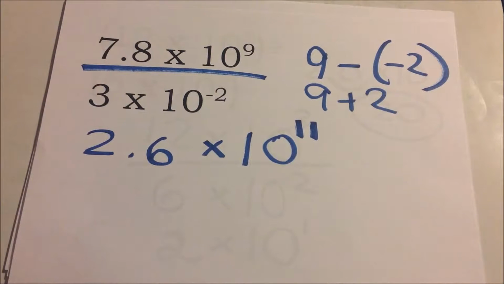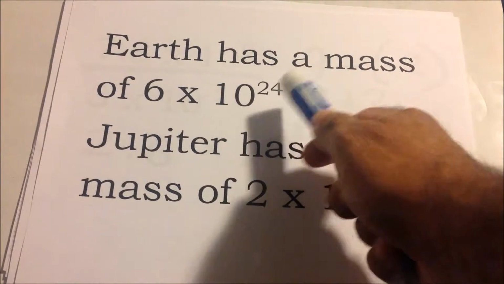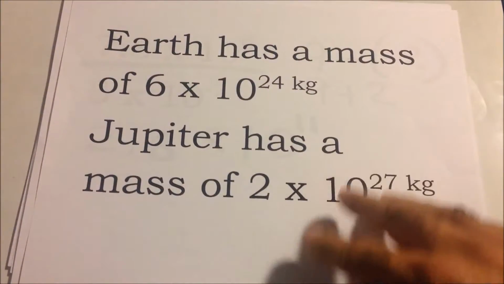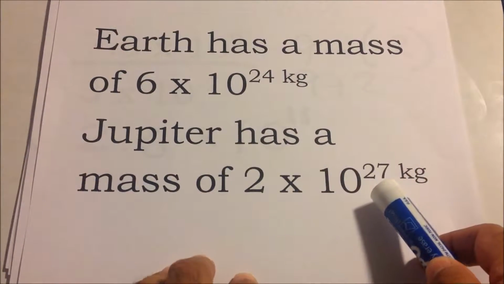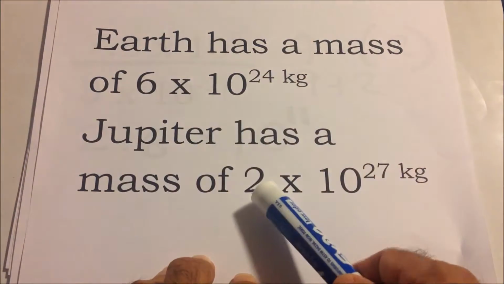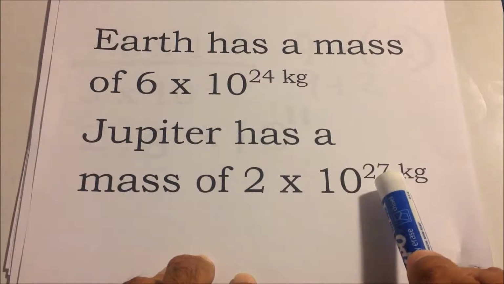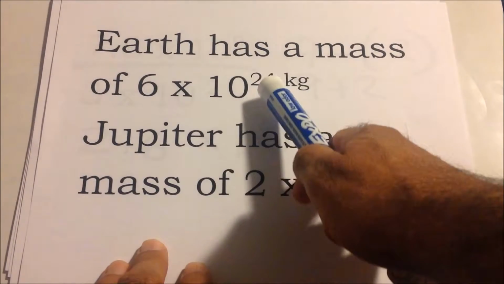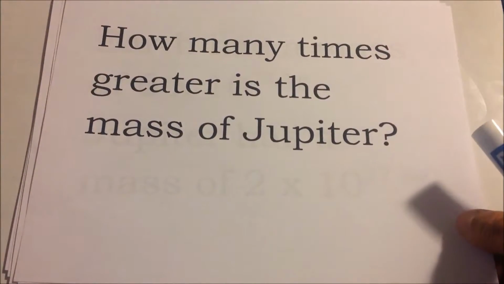Let's look at a word problem. This one is from your book. So here we have, Earth has a mass of 6 times 10 to the 24th kilogram. That's Earth's mass. And Jupiter's is much bigger. It's 2 times 10 to the 27th. Yes, Earth has a 6 and Jupiter has a 2, but remember, Jupiter has a higher exponent, to the 27th power. It's a lot bigger than to the 24th power. So the question is, how many times greater is the mass of Jupiter?